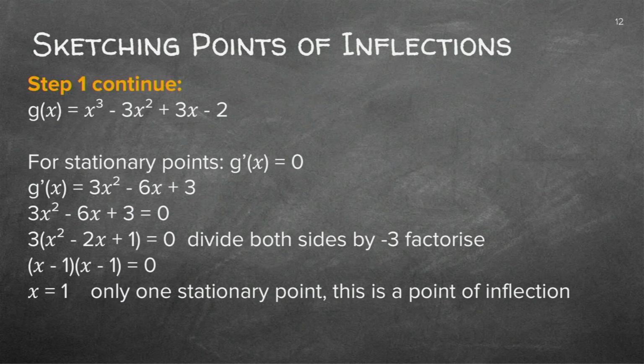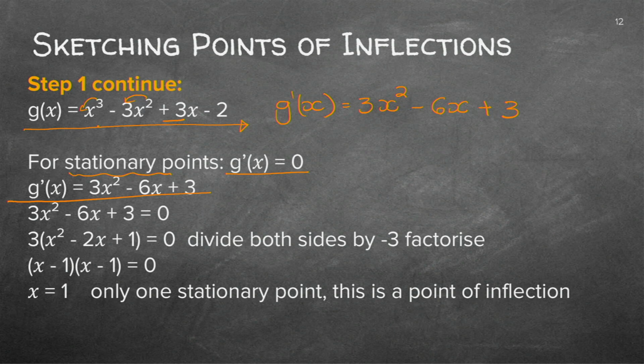So step 1 continues now. Now we can work with what we have. And remember, for a stationary point, your derivative g'(x) must be equal to 0. So from there, you first go and get g'(x). Remember, so it's again 3x squared minus 6x plus 3. So it's the same as that one.